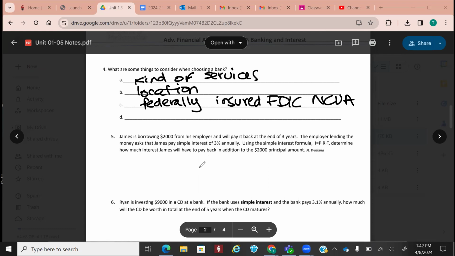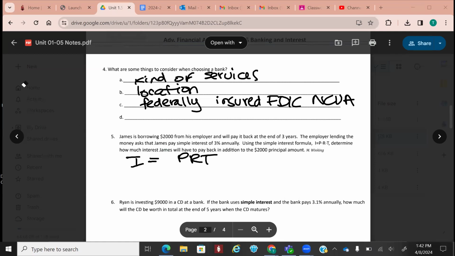Now, James is borrowing $2,000 from his employer and will pay it back at the end of 3 years. The employer lending the money asks that James pay simple interest of 3% annually. Using the simple interest formula, I equals PRT, determine how much interest James will have to pay back in addition to the $2,000 principal amount. So we're trying to solve for I.